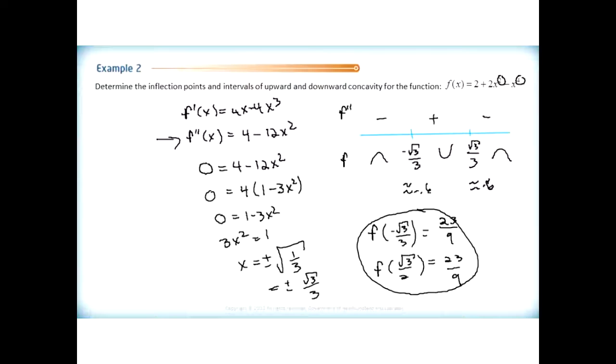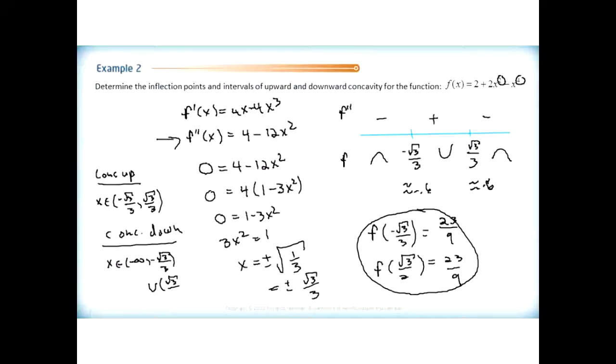I can see my intervals of concavity, so I should write those out in interval notation. We're going to be concave up on an interval that goes from minus root 3 over 3 up to positive root 3 over 3. And we're going to be concave down on an interval that starts at minus infinity and goes all the way up to negative root 3 over 3, disappears, and then rejoins another interval that starts at positive root 3 over 3 and zips off to infinity and beyond. So those are our intervals of concavity as well as our inflection points for that particular function.